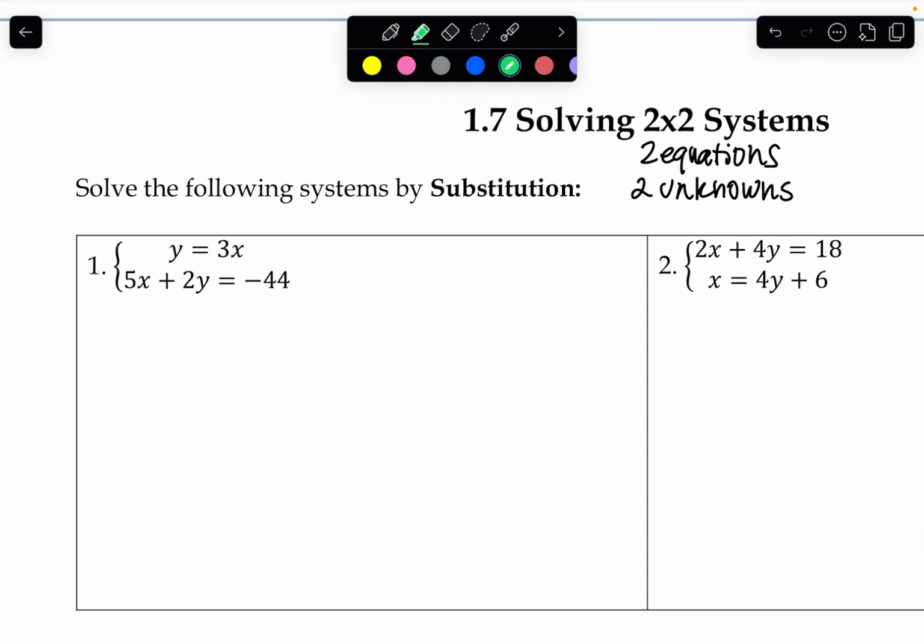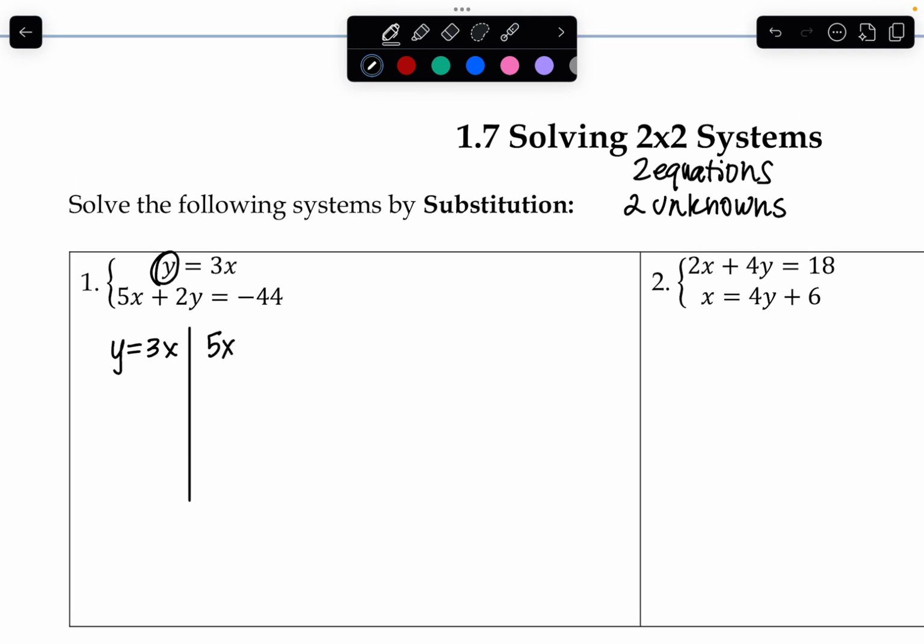And so there's multiple methods, one method being substitution. With the substitution method, you are substituting one variable. I like to organize this in columns. The idea is you want one variable already solved for. In this case, we already have y solved for. It says y equals 3x. So I write down that equation, and then I make a column, and then I write the other equation in the other column.